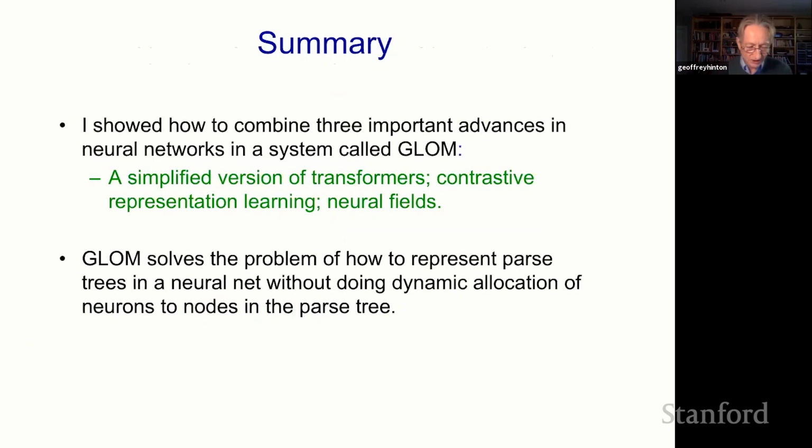And just to summarize, I showed how to combine three important advances of neural networks in GLOM. I didn't actually talk about neural fields, and that's important for the top-down network. Maybe since I've got 2 minutes to spare, I'm going to go back and mention neural fields very briefly.